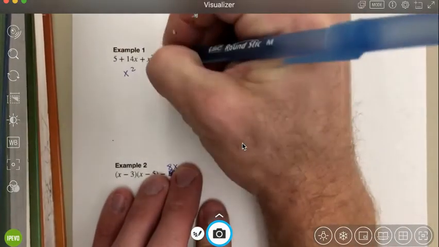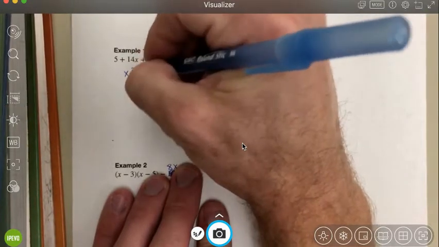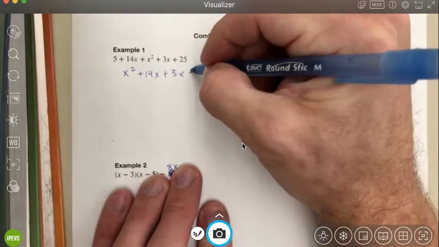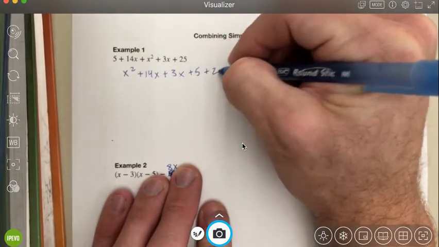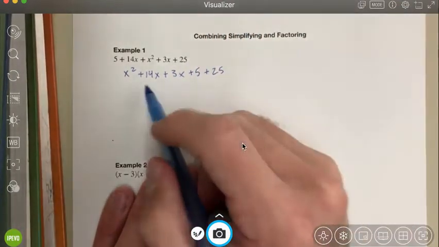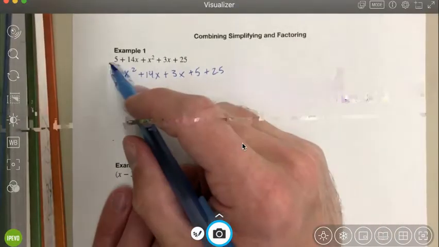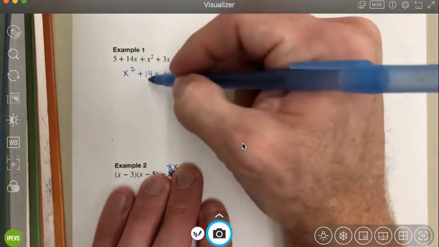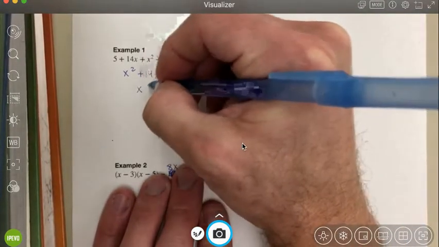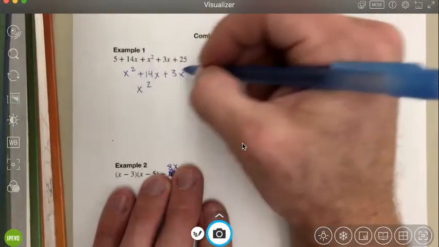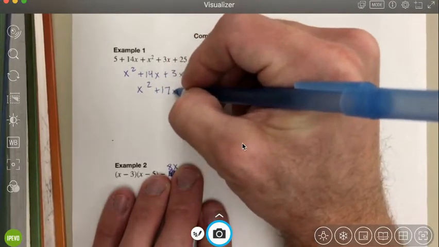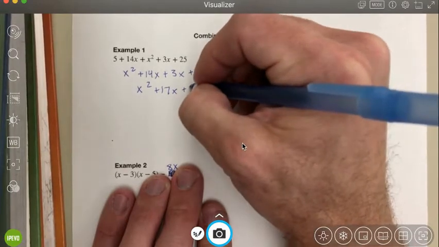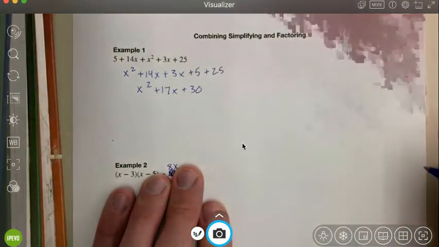So I have x squared plus 14x plus 3x plus 5 plus 25. So I've regrouped all my terms. It's a plus 5 because this is a positive 5, so just keep that in mind. Now I can see that 14x and 3x can be combined to get 17x, and plus 5 and plus 25 is going to be plus 30.